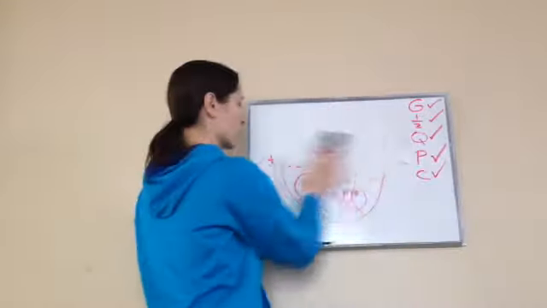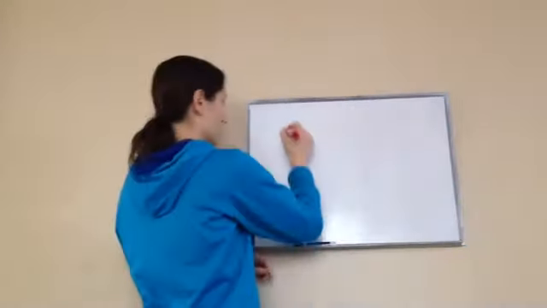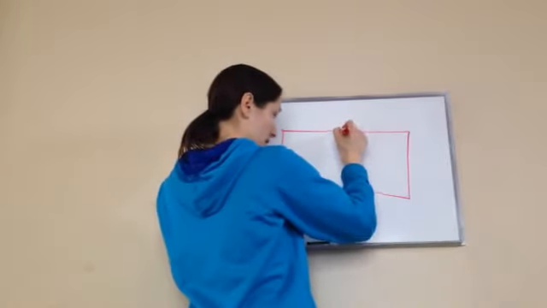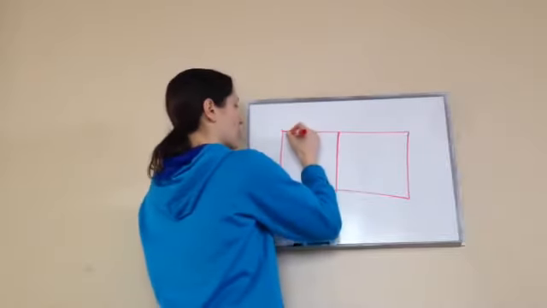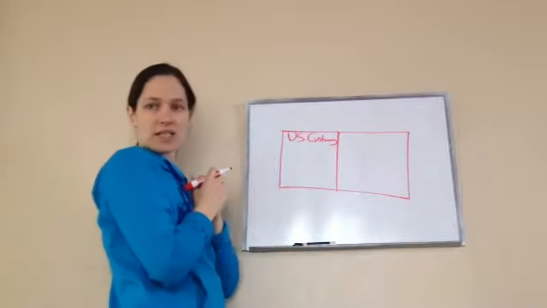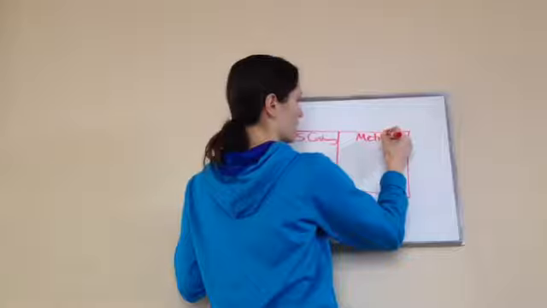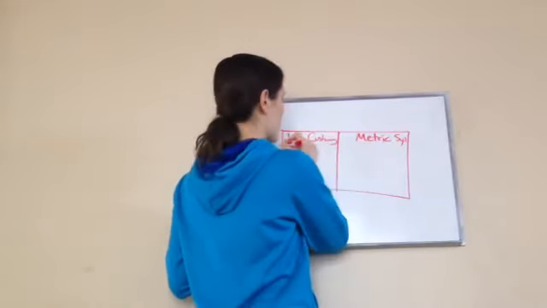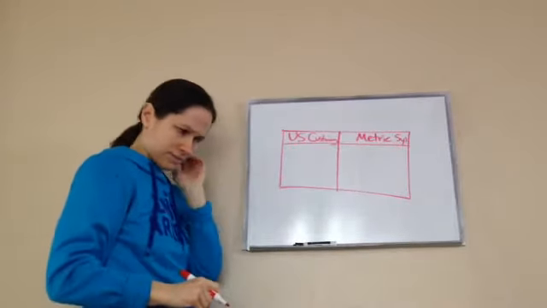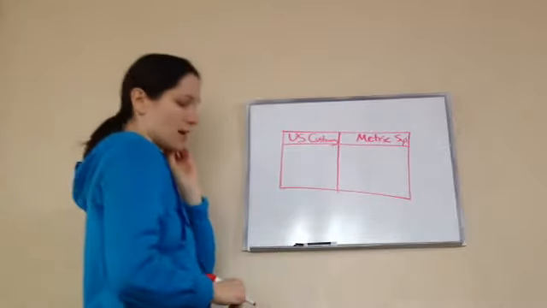Okay. Now that you've got that written down, I want you to write down this right here. Draw a little box on your paper and then divide it. You remember how I've been talking to you about the U.S. Customary system? Okay, I put U.S. Customary, and over here's the metric system.